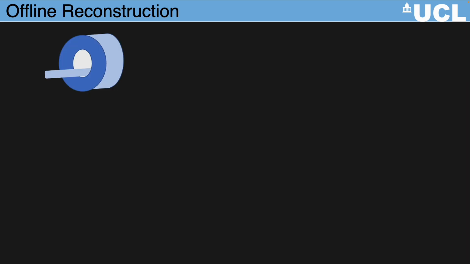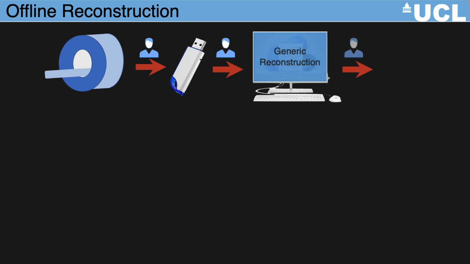So what do I mean by an offline reconstruction? In an offline reconstruction, the data is not reconstructed at the scanner. Instead, someone comes and collects the data, often with a hard drive, and moves it onto another computer where they're able to run their reconstruction. The resulting images can then be taken to the clinician for analysis.